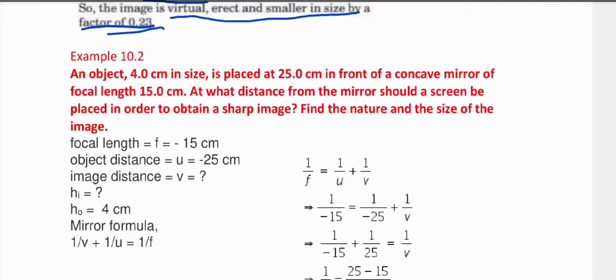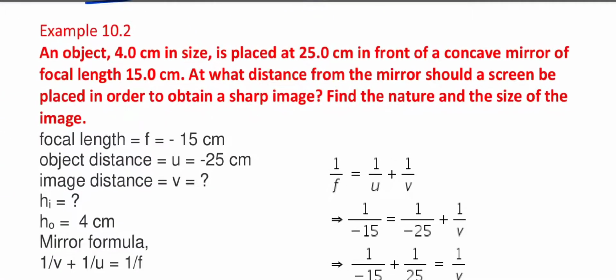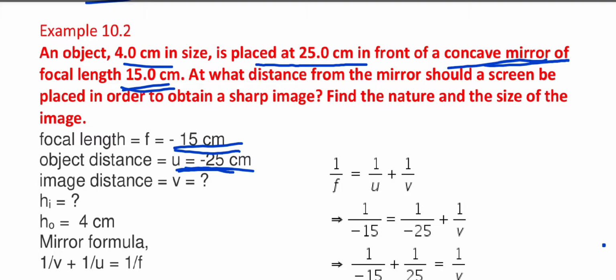So in the next problem, see, an object 4 centimeter in size. So they have given object height. See here, object height is given how much? 4 centimeter. Is placed at 25 centimeter. So object is placed at 25 centimeter. So you will take minus 25. Why minus? Because object is always taken in the left side of the mirror, in front of a concave mirror of focal length. So focal length of concave mirror is given 15.